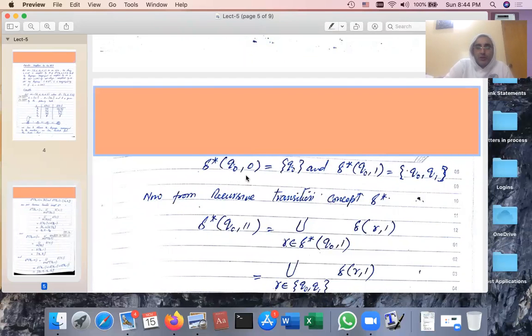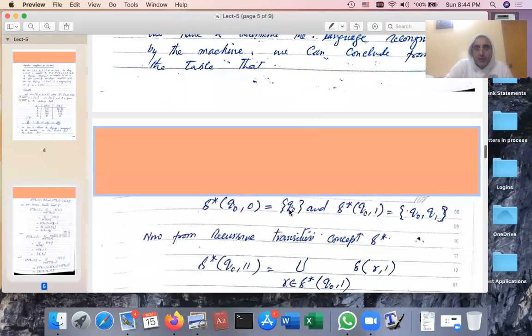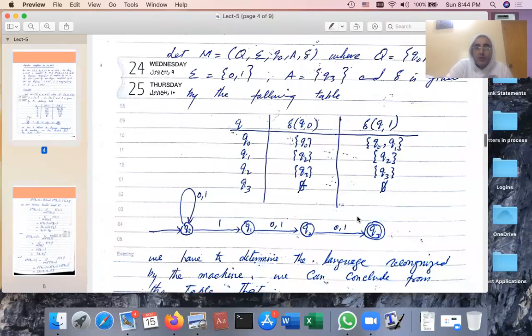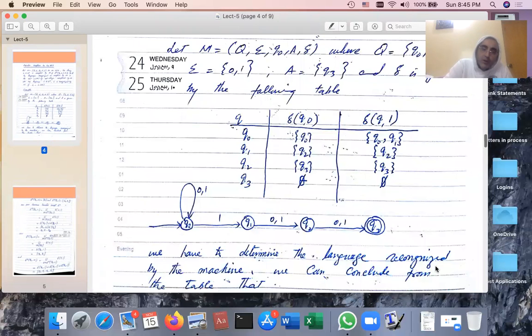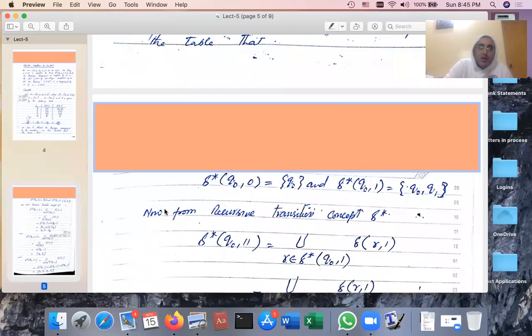So Q0 and 0, where I'm reaching Q0. So that's why Q0 is mentioned. And delta star Q0 with 1, multiple transitions: Q0 and Q1. Multiple transitions are already mentioned in this table, so I don't have to look in this diagram. I can simply look into this table and conclude the states Q0 and Q1. So we have not reached the acceptance states yet by taking 0 or by taking 1.